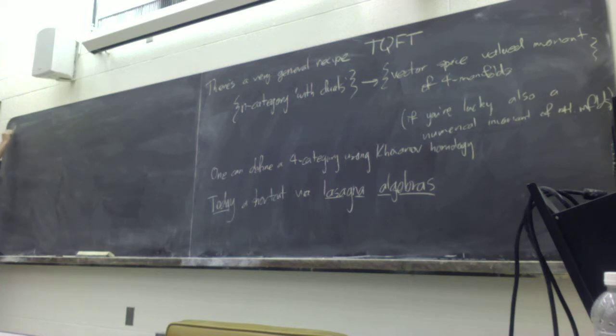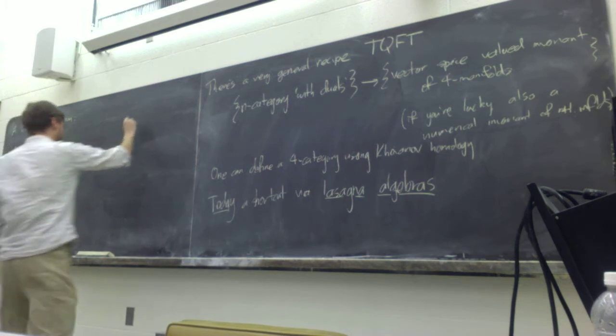let's just go straight to the definition. So a lasagna diagram, first of all, what is it? It consists of a four-ball, B0, and disjoint four-balls, Bi, in the interior of B0.